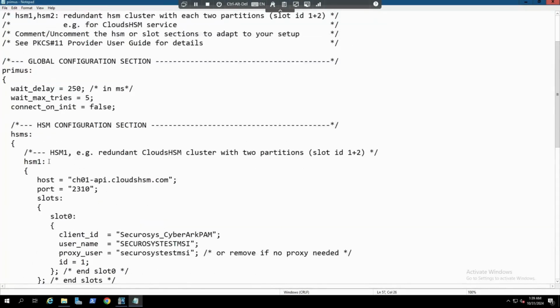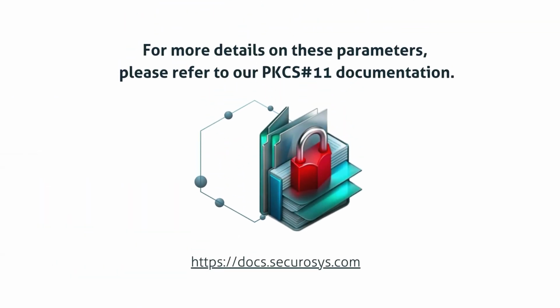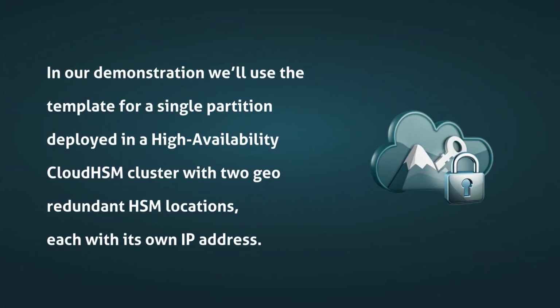Here you'll see HSM1 as the first listed HSM. In this section, you define the host name, API connectivity port, and the slots or partitions on the HSM that you want to connect to. For more details on these parameters, please refer to our PKCS11 online documentation. In our demonstration, we'll use the template for a single partition deployed in a high availability Cloud HSM cluster with 2 geo-redundant HSM locations, each with its own IP address.